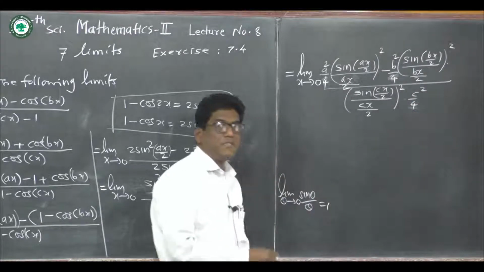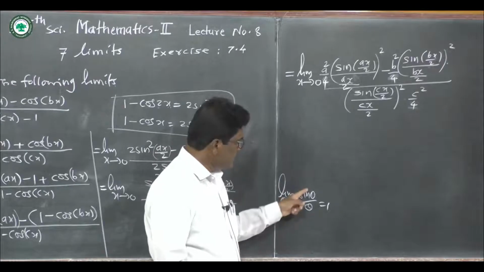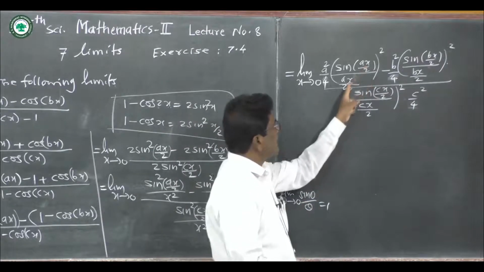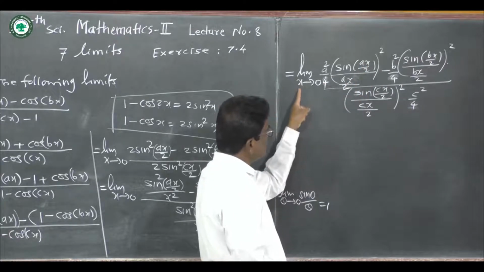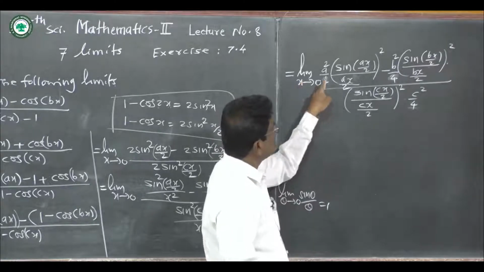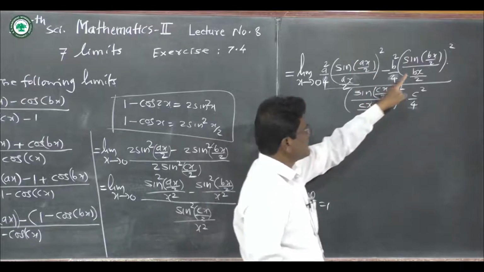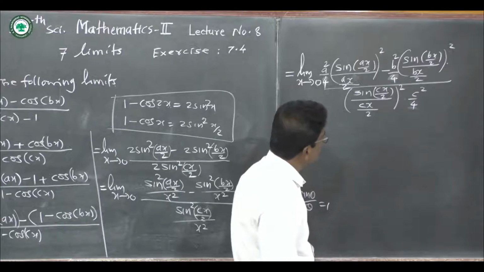Okay, in this way we take the adjustment to adjust this formula, limit theta tends to 0, sine theta upon theta, that is equal to 1. Now here theta divided by theta, theta should tend to 0, but here only x tends to 0. Now when x tends to 0, this ax upon 2 also tends to 0, then bx upon 2 also tends to 0 and cx upon 2 also tends to 0.